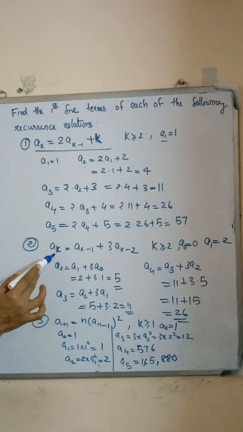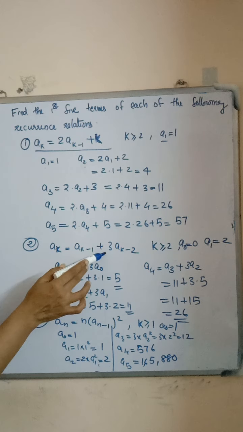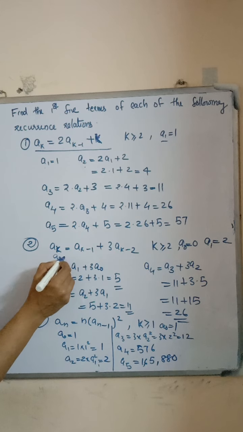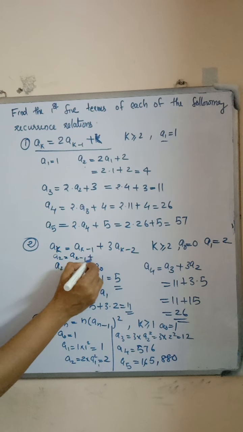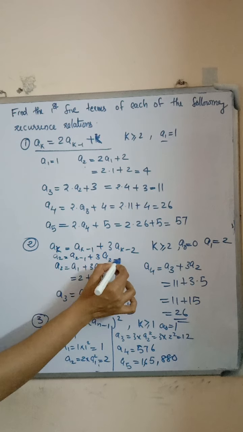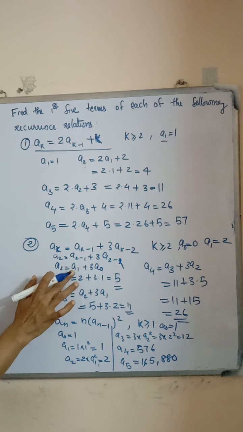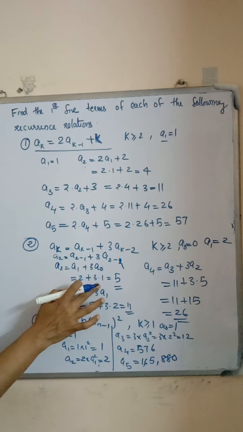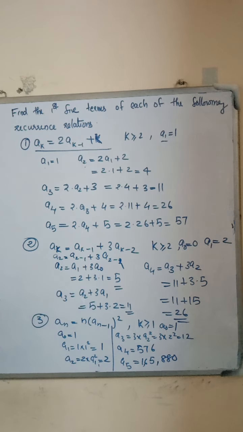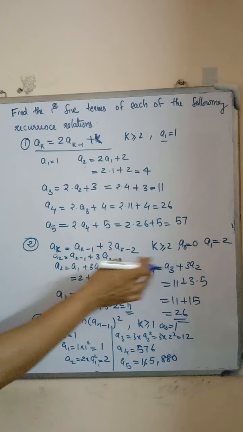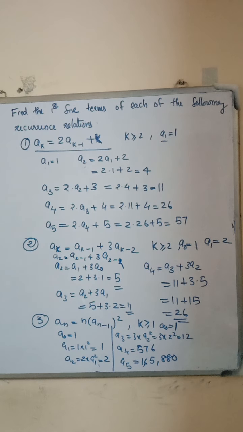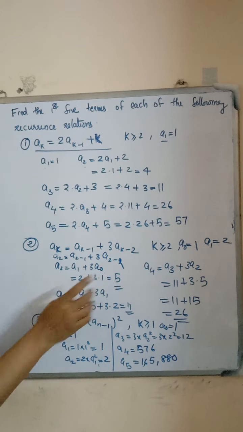Next recurrence relation, ak is equal to ak minus 1 plus 3 into ak minus 2. Here a2 is equal to a2 minus 1 plus 3 into a2 minus 2. So a2 is equal to a1 plus 3a0. a1 is given as 2 and a0 is equal to 1. So 2 plus 3 is equal to 5.